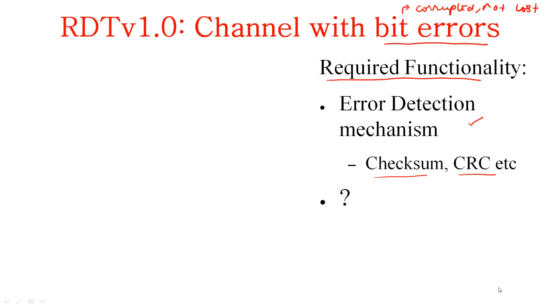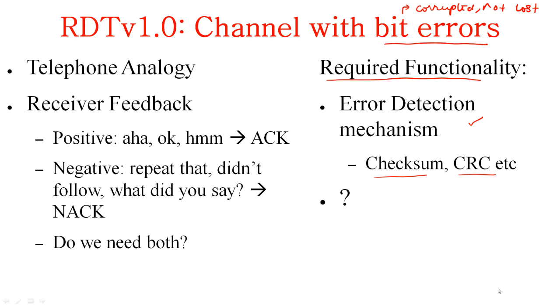Let me take the telephone analogy. Suppose you're talking over a noisy telephone line with someone. How do you ensure as a speaker that whatever you speak is actually being received by the other user? That is, how do you ensure reliability over a noisy telephone line? What human protocol do you use? Basically, the receiver is going to provide you feedback. And there are two types of feedback.